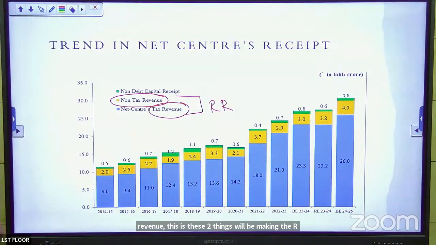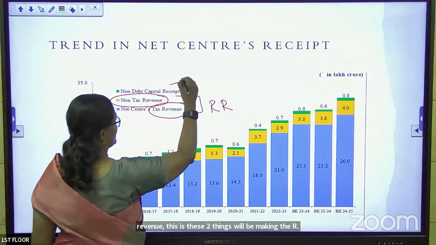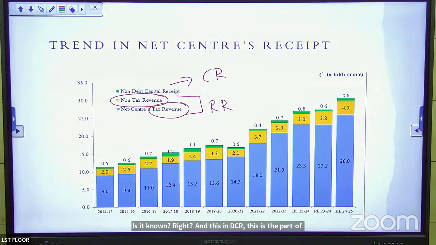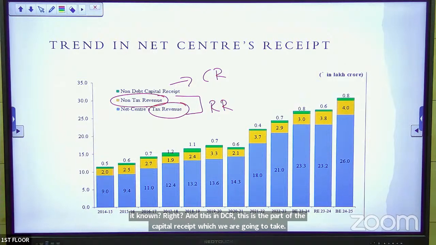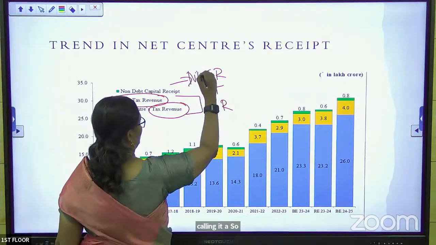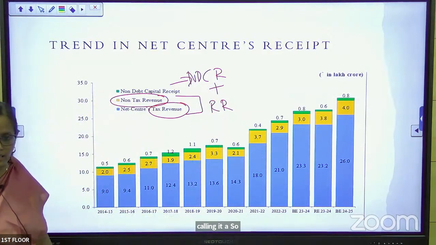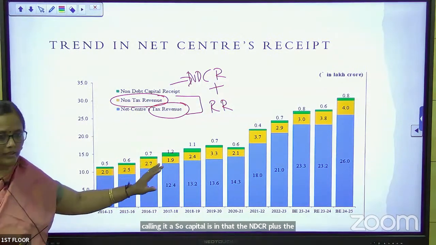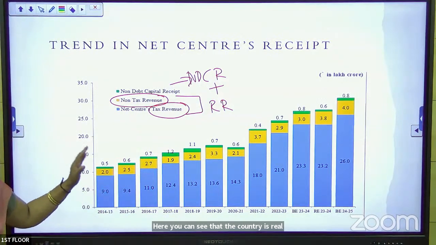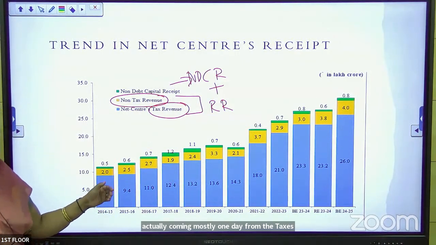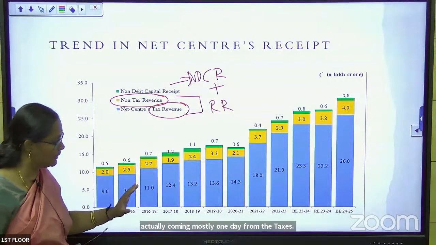Is it not? Right? And this NDCR is part of the capital receipts which we are going to take. This is a real earning for the country. Beyond this only comes the DCR, which we will be calling a borrowing. So capital receipts in that, NDCR, plus the revenue receipts is this diagram, the known concept for us. Here you can see that the country's real earning is actually coming mostly only from the taxes. All the types of direct taxes and the indirect taxes have been given together here.